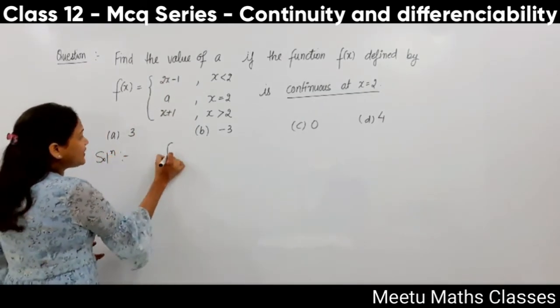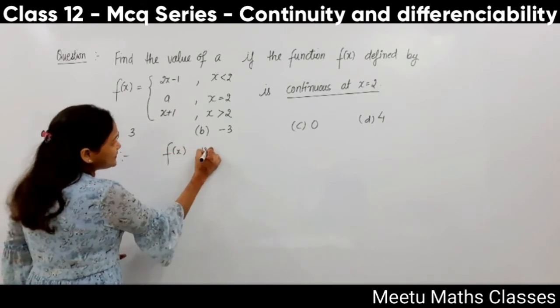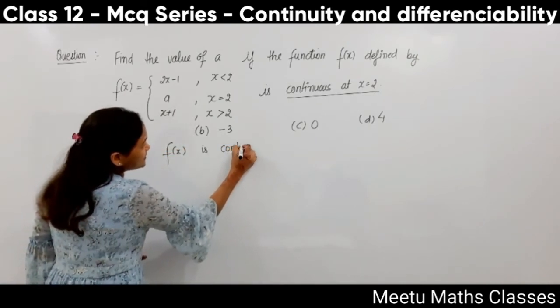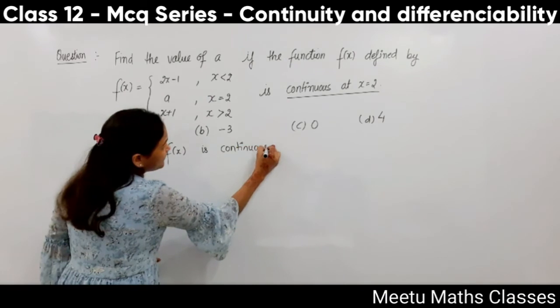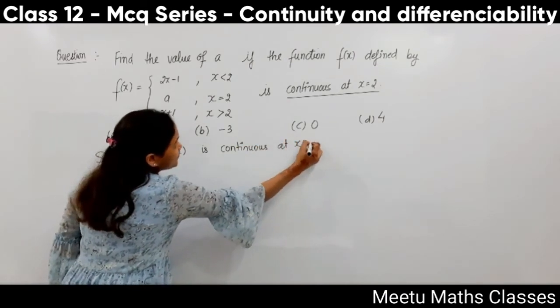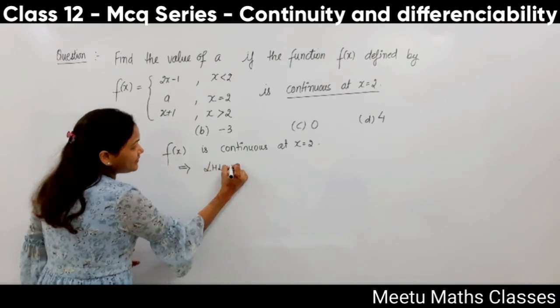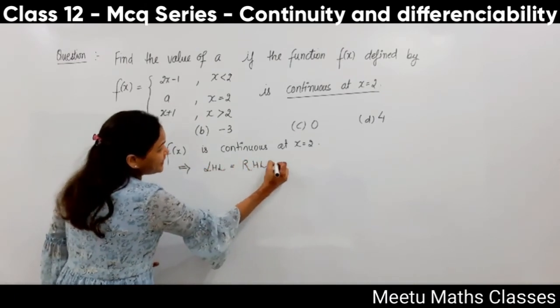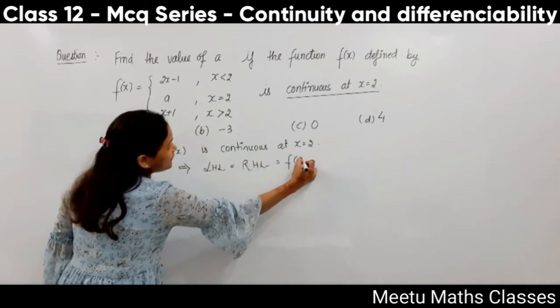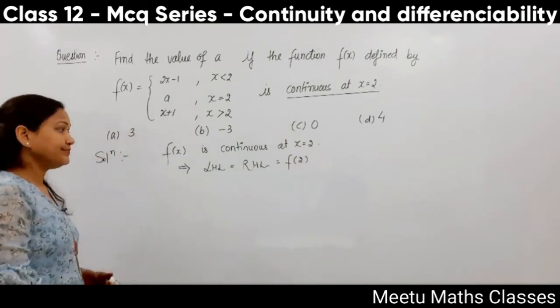तो अगर आपका function f(x) is continuous at x equals 2, that must imply that left hand limit must be equal to right hand limit must be equal to the value of the function at x equals 2.